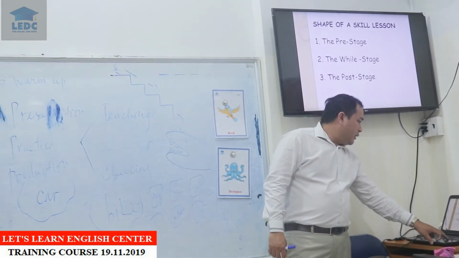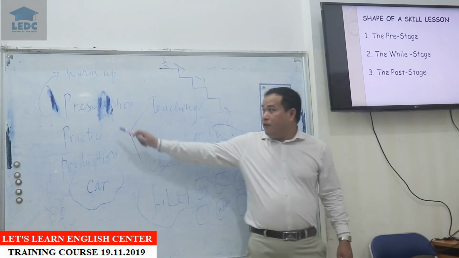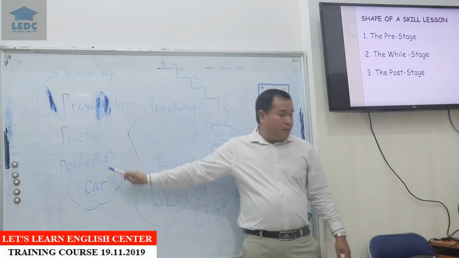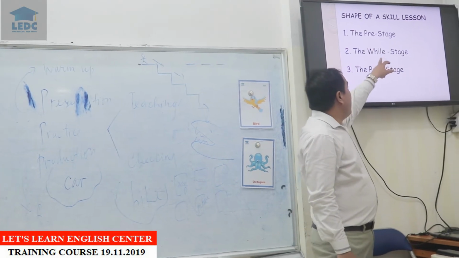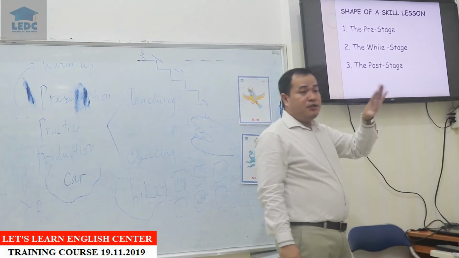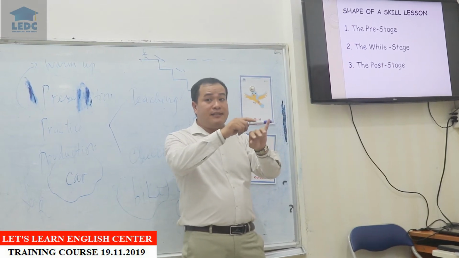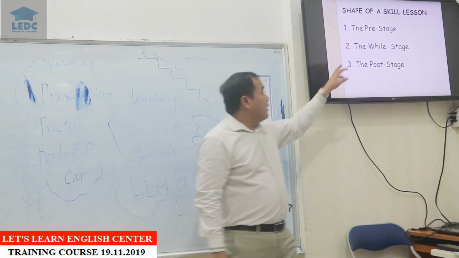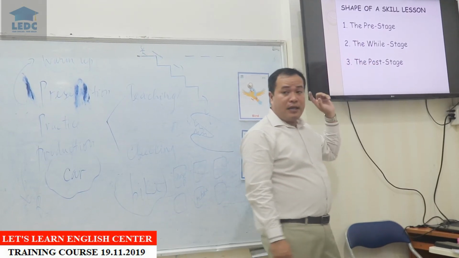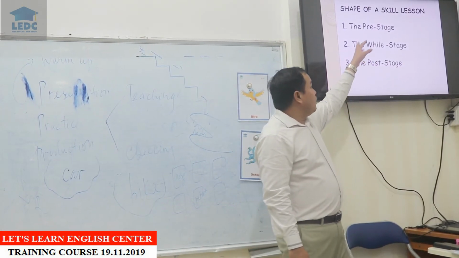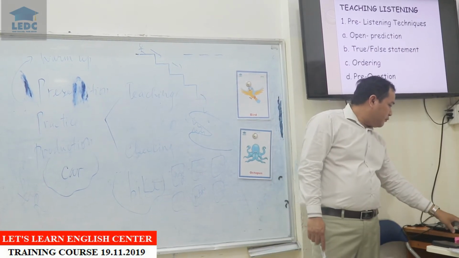Okay, to set up the skill, I would like to share this one with you. You can follow the PPP: presentation, practice, or production, or you can see what it is: pre, while, and post. It means that you teach 4 skills. What are they? Listening, speaking, reading, and writing. You follow this one. Pre: what are you going to teach there? And while, and post. We have activities for each one, right?